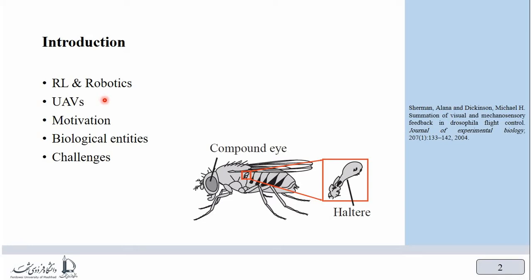Our motivation for such a study was biological entities like the fly, which uses a combination of sensors like compound eyes and gyroscope-like sensors called halteres in order to maintain its flight equilibrium and navigate through an environment. So basically, in this study, we try to provide a solution for end-to-end control of our flight system and simultaneous use of imagery input and sensory input in order to do so.